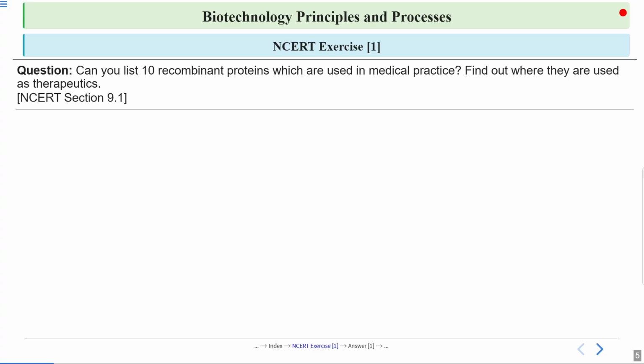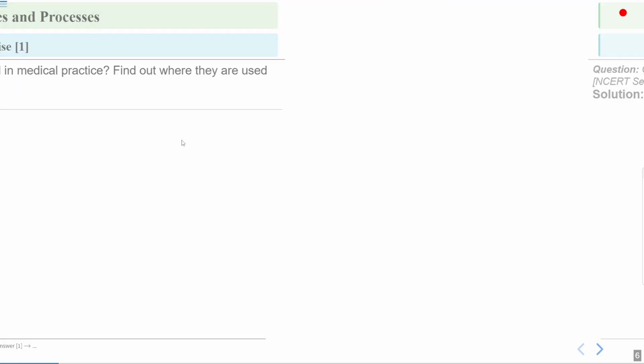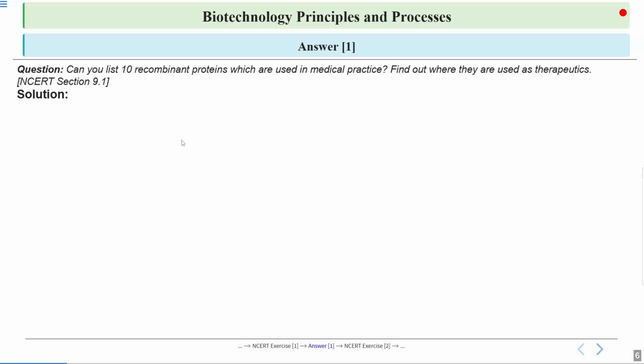This is the question coming from the NCERT section 9.1, right? Let us see the answer of this question. So this was our question. Can you list the 10 recombinant proteins that we are using in medical practice? Let us see the answer.